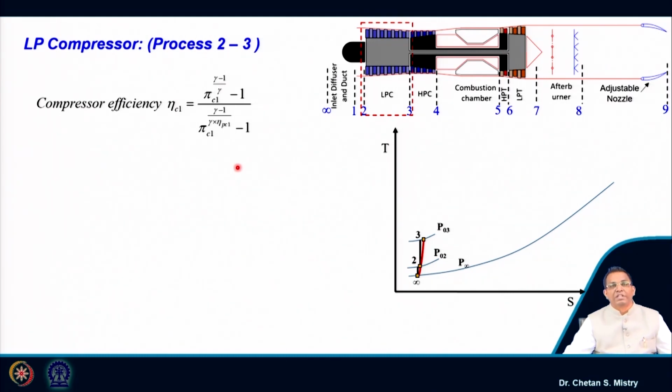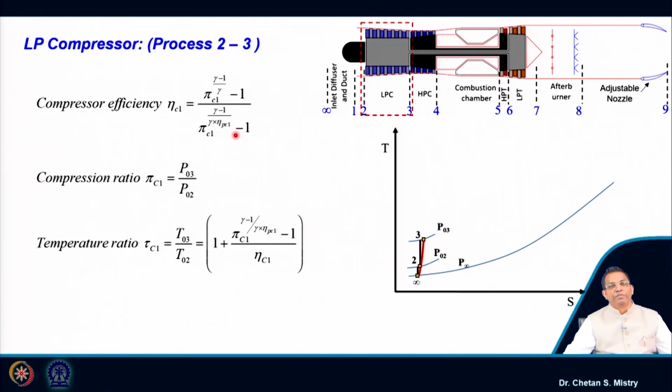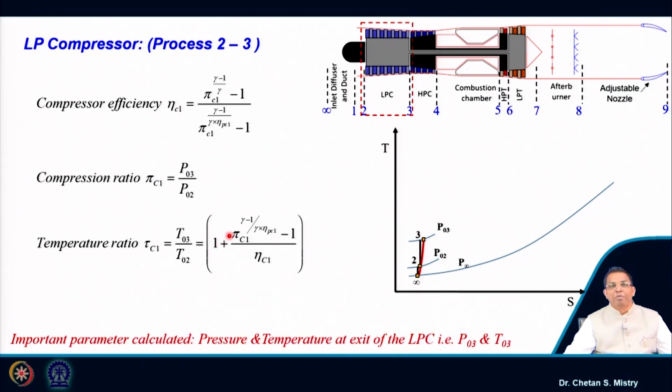This compressor efficiency, as we have discussed, is a function of my pressure ratio and polytropic efficiency. Since we are using, say, an axial flow compressor, where we will have more number of stages, because of the number of stages we are considering polytropic efficiency rather than adiabatic efficiency or isentropic efficiency. Now, this is our pressure ratio, P03 by P02. Once we know this pressure ratio, we can calculate our temperature ratio. Based on this temperature ratio, we are able to calculate our exit pressure and temperature.